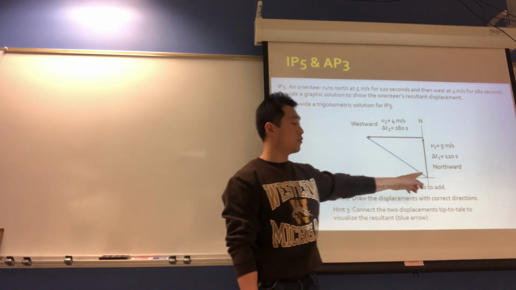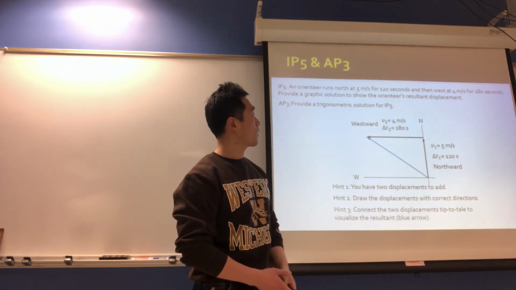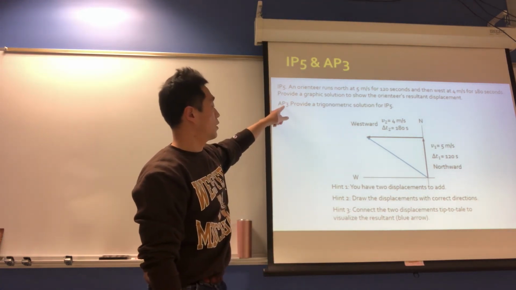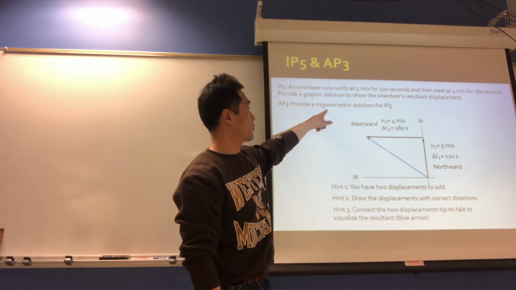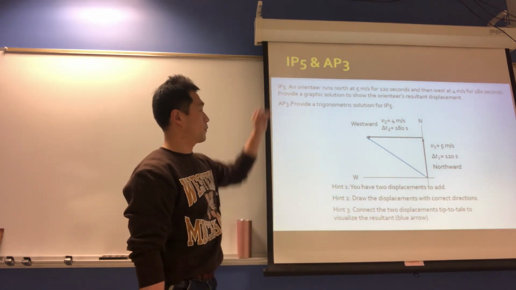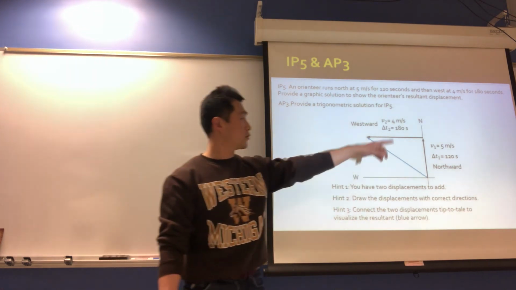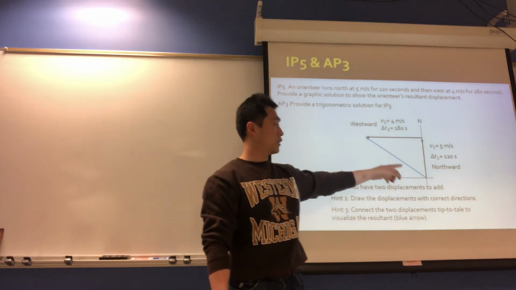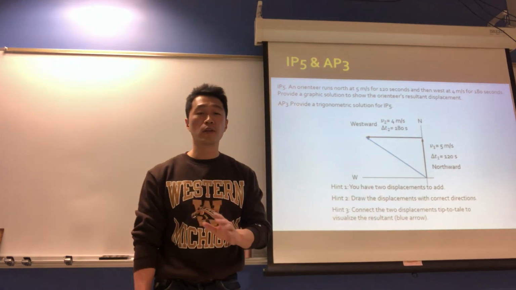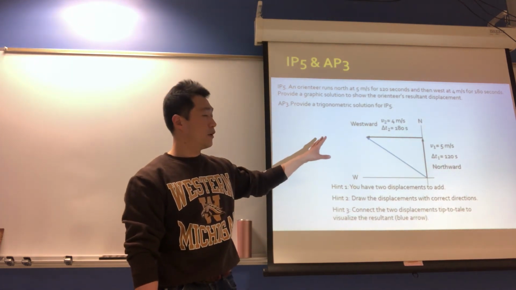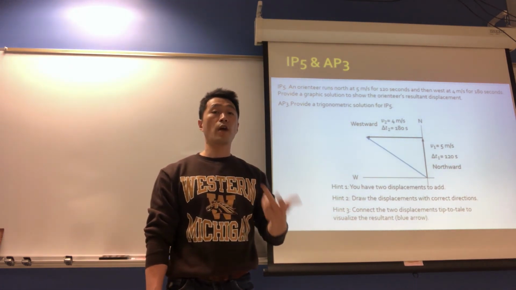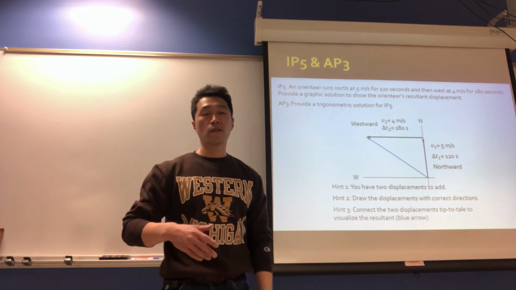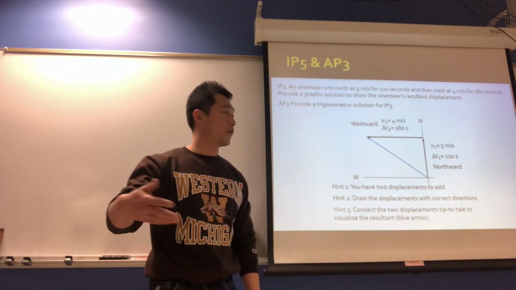So this blue line could be the graphic solution for the displacement. And then AP5 is also asking us to provide the trigonometric solutions, which means once you develop this graphic solution, you should be able to calculate the actual value of this displacement, and this angle as well. As you can see here, the information provided is not displacement, but velocity. But we have to calculate the linear displacement. So I will show you how to get the displacement from the velocity information provided.